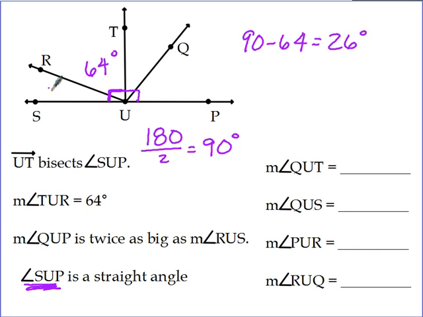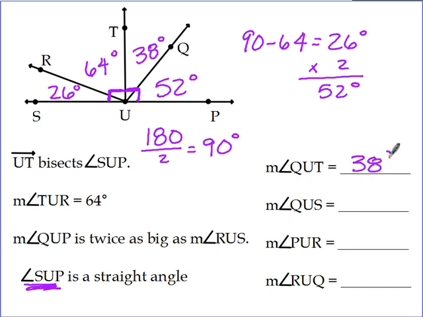Now it says QUP is twice as big as that. So if I take 26 times 2, I get 52 degrees, which would be that piece. And now to find my last missing angle here, I would just take 90 minus 52, which gives me 38 degrees. So now I know them all, so I can fill in over here on the right. So QUT, 38 degrees.